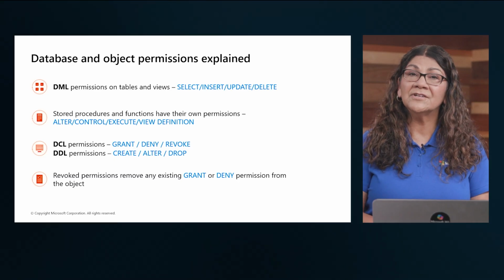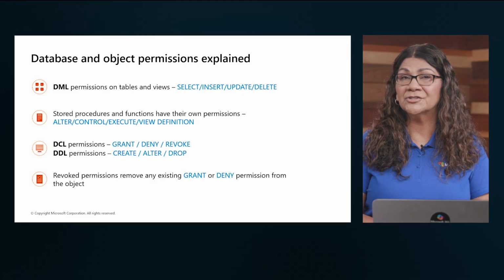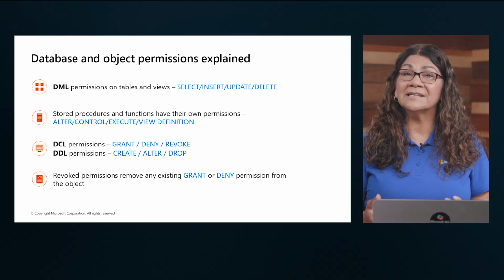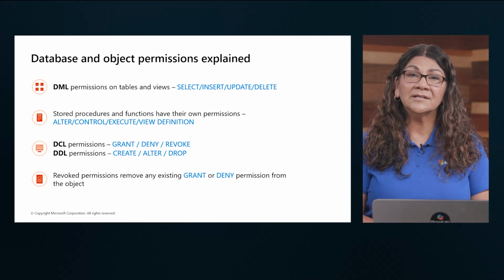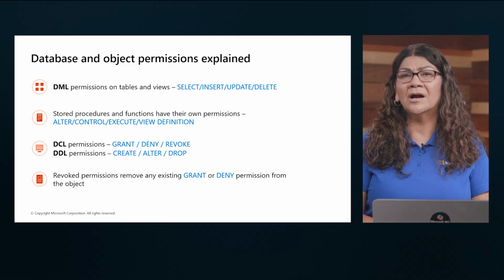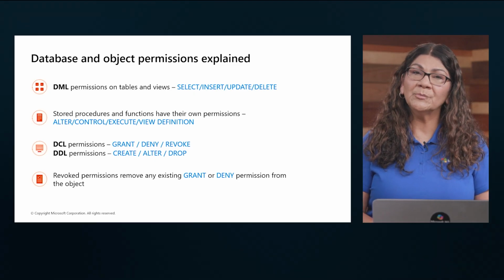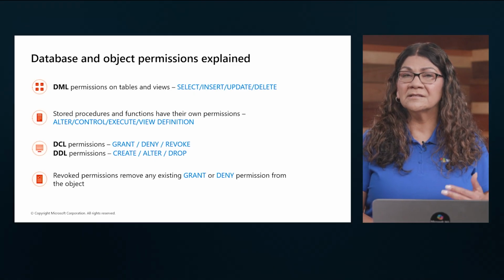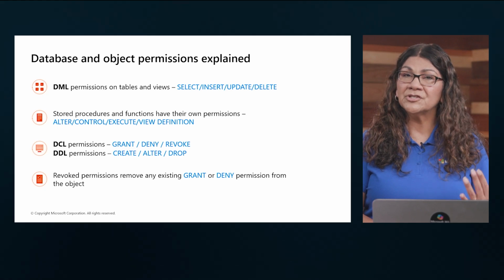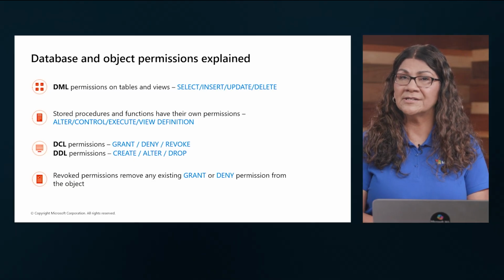Additionally, data definition language, or DDL, permissions like create, alter, and drop govern schema changes, while data control language, or DCL, permissions grant, deny, and revoke are used to assign or remove access rights. Special permissions like references, take ownership, view change tracking, and control offer even more control over object behavior and metadata.